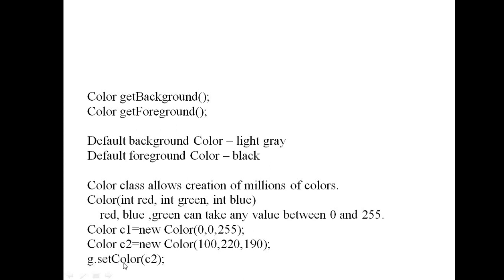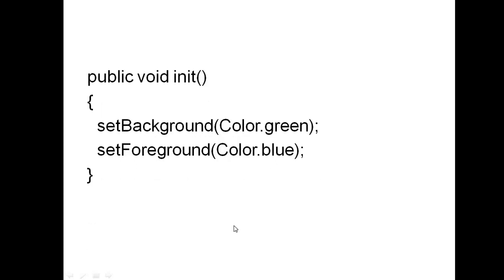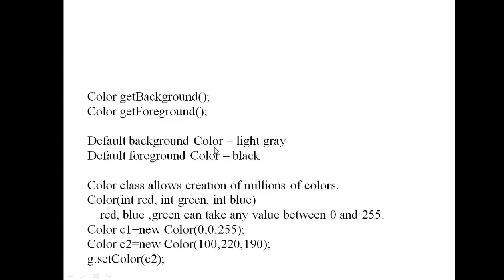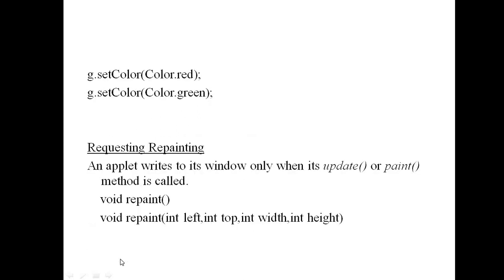So we need to set the second color. The setColor method is used along with the Color object: g.setColor(c2). In the previous example we specified setBackground Color.blue. Here, instead of using the Color class along with the constant value, we have created new Color objects using red, green and blue numeric values. Similarly c2. Here c2 is the object used to set the color.